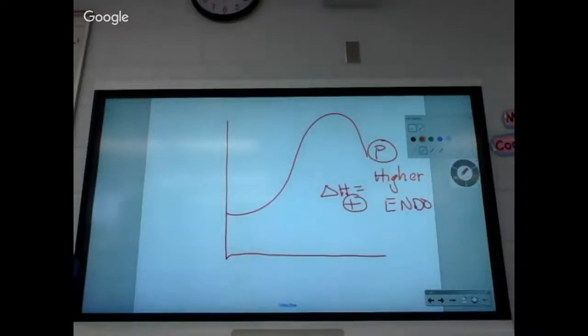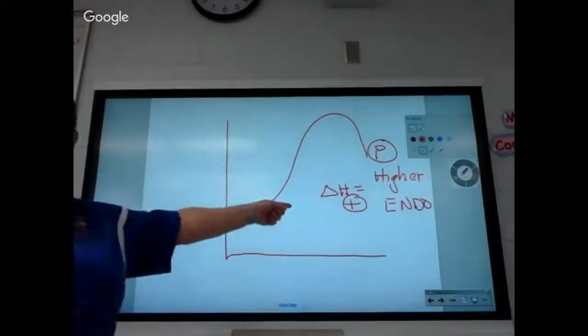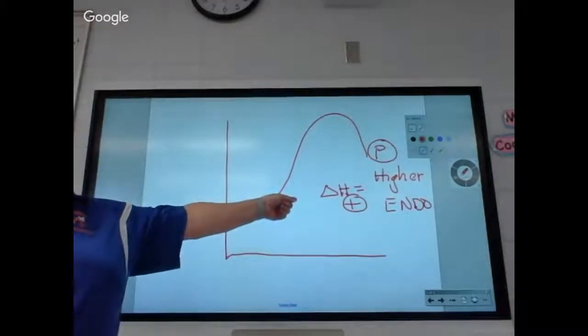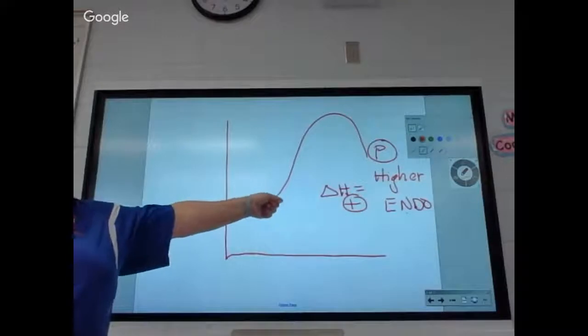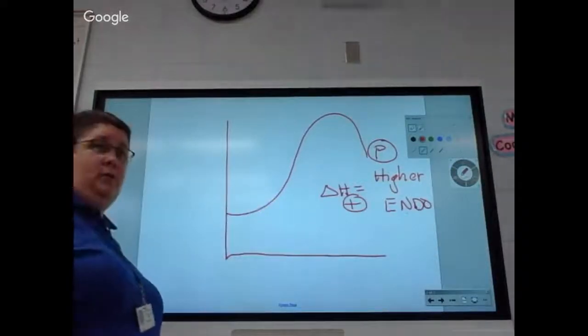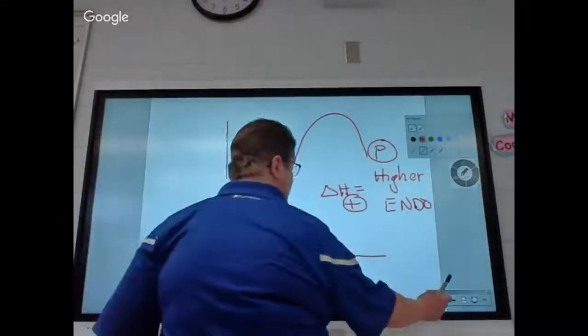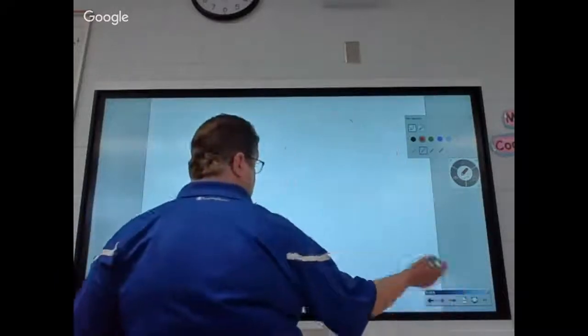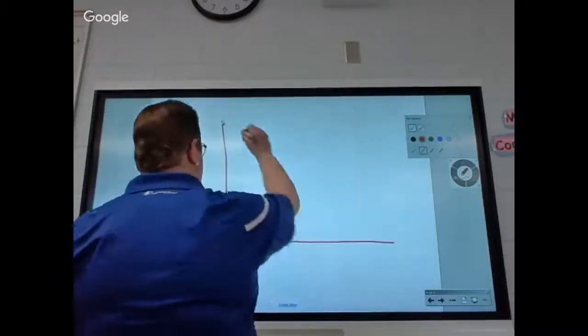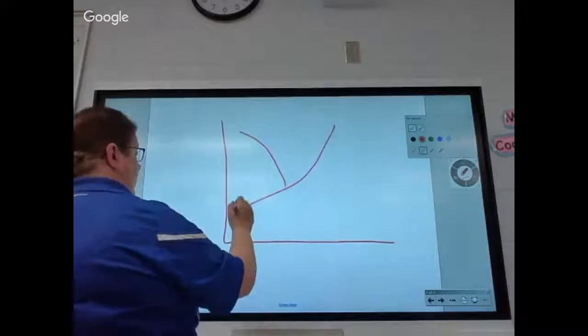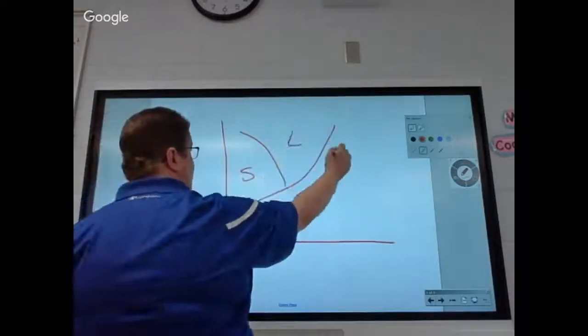Is this on the quiz tomorrow? This would be on today's quiz because that's a potential energy diagram. That's part of today. We're going to have a phase diagram. A phase diagram would be the Y graph. A phase diagram is like that. That would be fair game for today with the solid, liquid, and vapor.